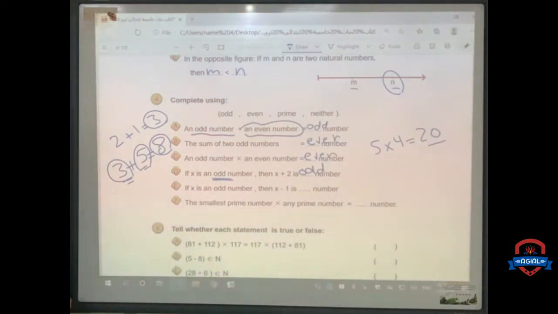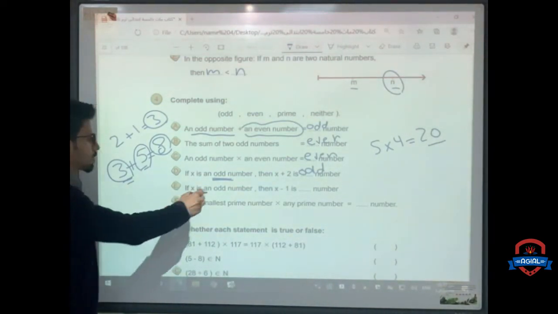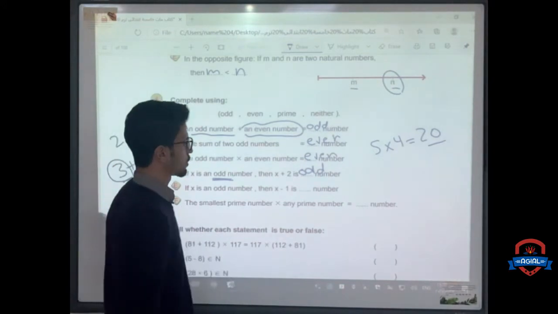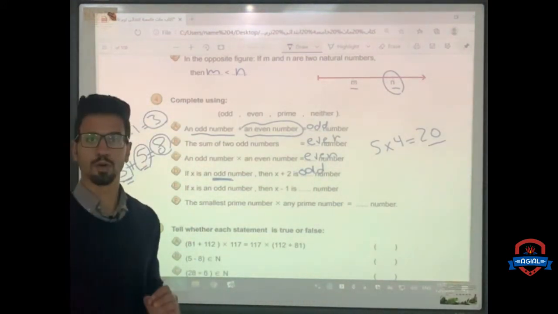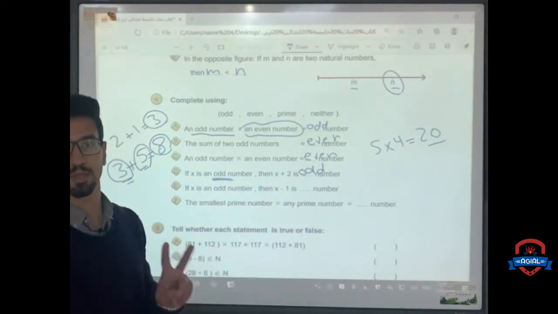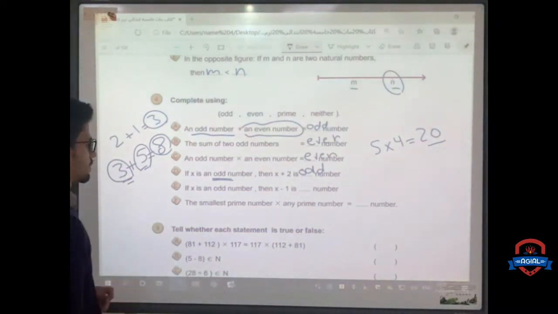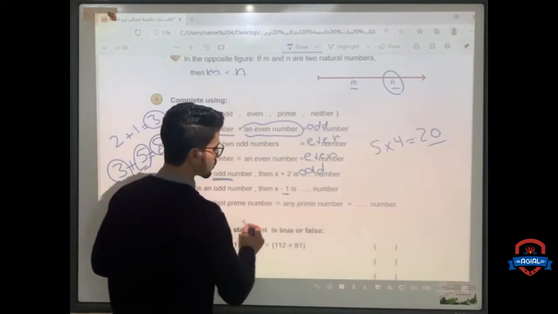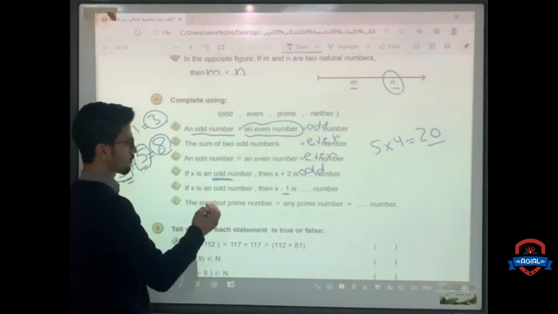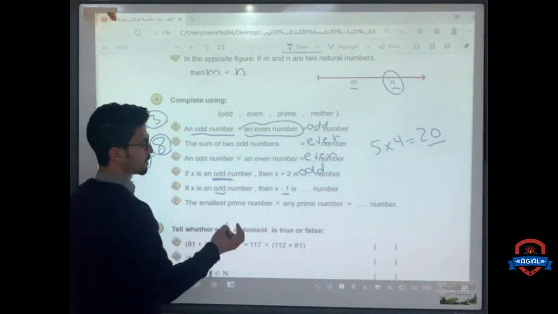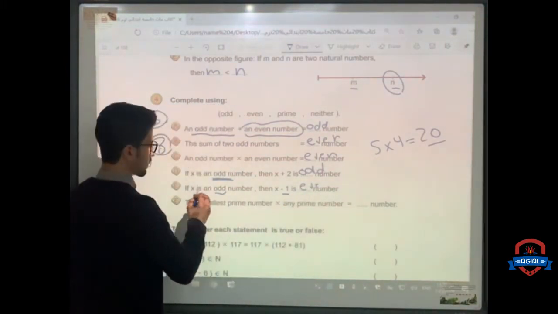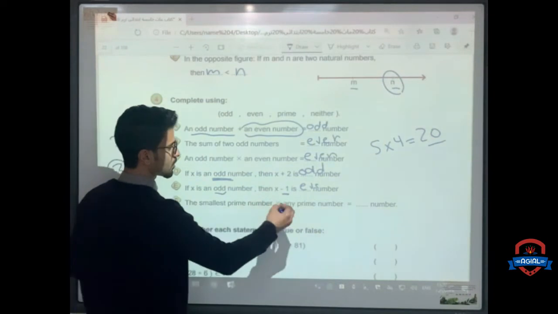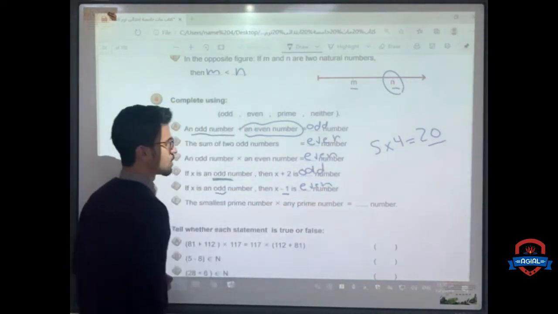So let's look at letter E. If x is an odd number, then x minus 1 is. Okay, the difference between any two odd numbers or any two even numbers is 2. But if the difference is 1, they will change from an odd number to an even number. So if x is an odd number, then x minus 1 is an even number.